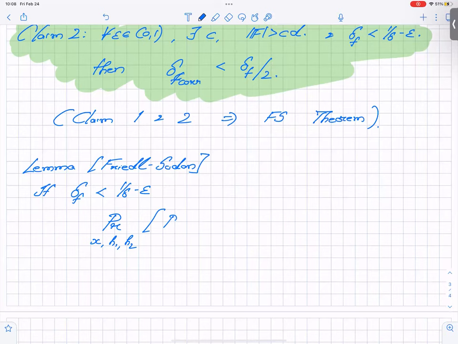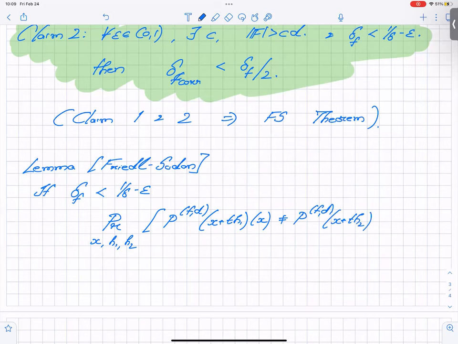what is the probability that t of f comma d at the line x plus th1, if you give it the line x plus th1, is not equal to what it gives if I now find the best fit polynomial for the line corresponding to x plus th2. By the way, I have to be a little more formal when I say x plus th1. X plus th1 refers to the line L, and it has forgotten the information that the point is x.